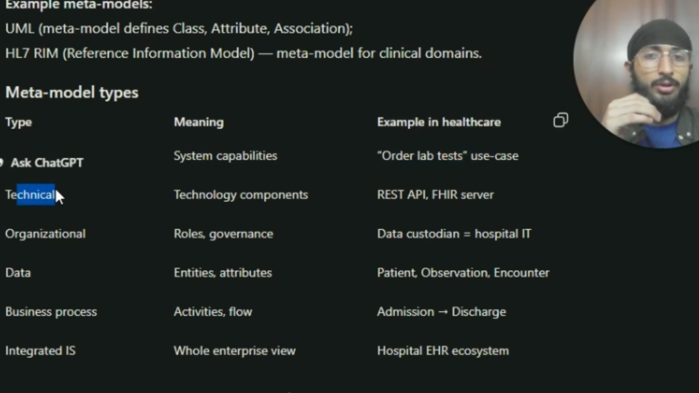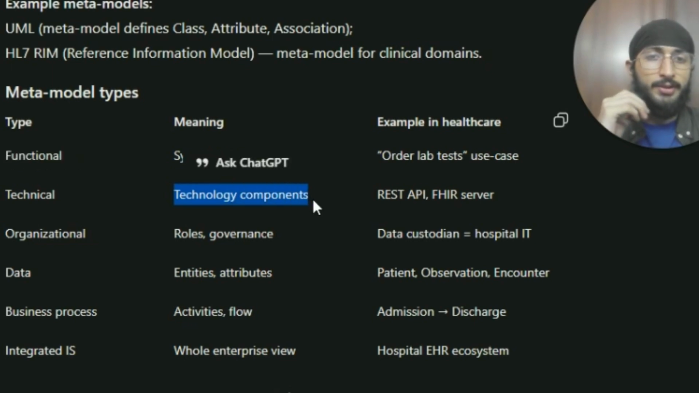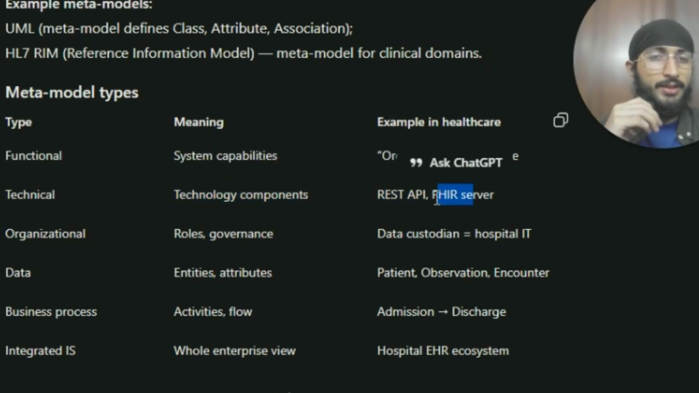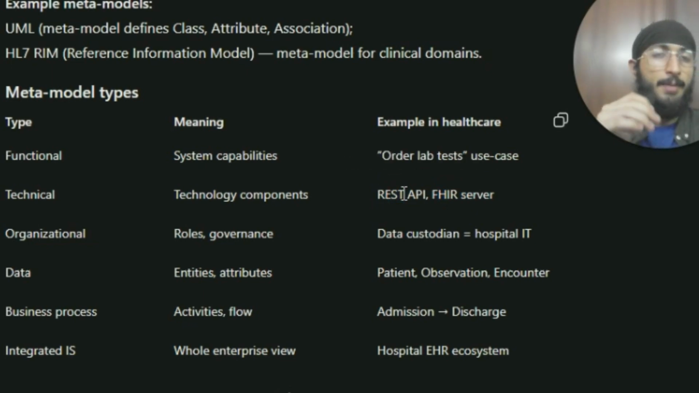Then we have technical meta model, which takes care of the technical or technological components. That is REST API, FHIR server, where REST is basically representational state transfer. API is application programming interface, right? Then we have organizational for roles and governance. So, for example, data custodian is hospital IT.